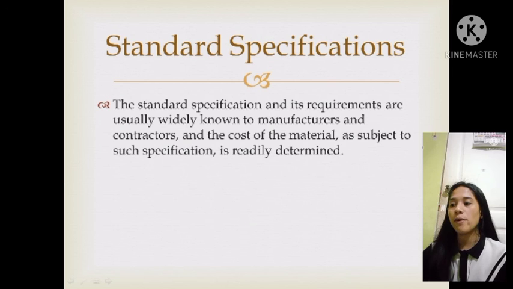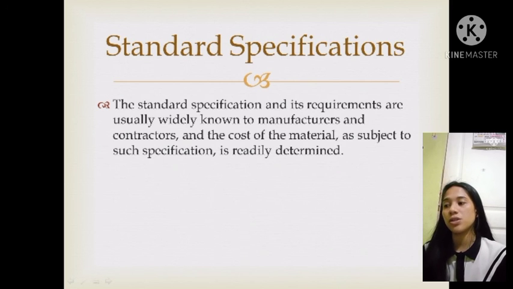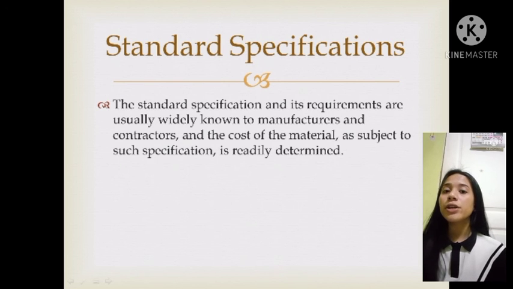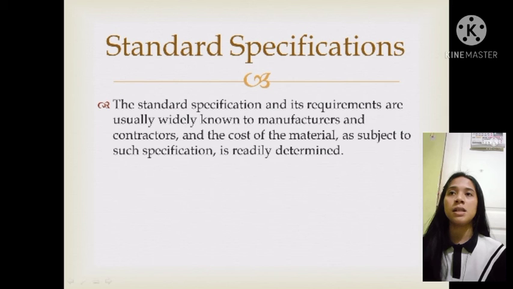The standard specification and its requirements are usually widely known to the manufacturers and contractors, and the cost of the materials subject to such specifications is readily determined. So this means that standard requirements for some materials, processes, and systems have been adopted by various scientific societies and organizations from time to time. So when these requirements for any material to be used in construction are available, their adoption by the engineer appears to be desirable, unless the unusual circumstances of the case in hand necessitate adjustment in these specifications.